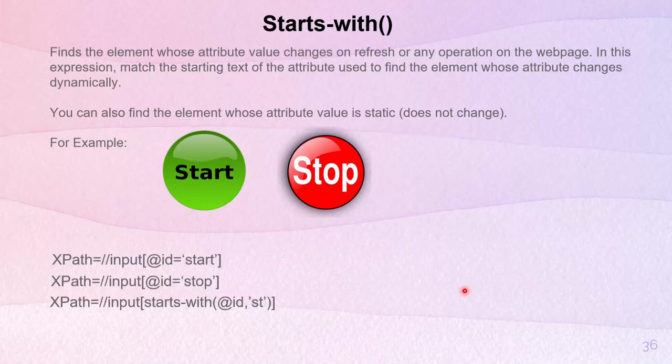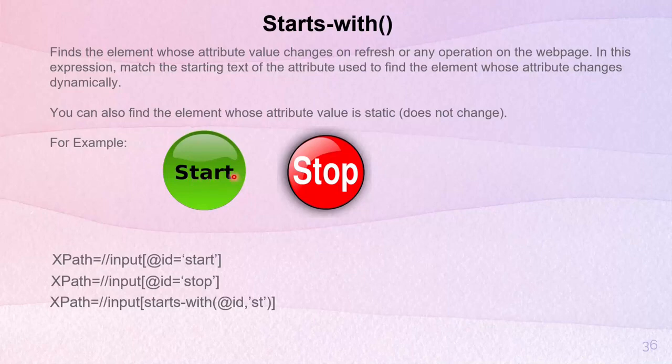For example, let us take up the start and the stop button. Like this is the button. If I click on start, the function will start. But after start, the button changes to stop. And when I click on stop, the function will stop and the value will change to start. So this is the dynamic working of the elements on the web page.